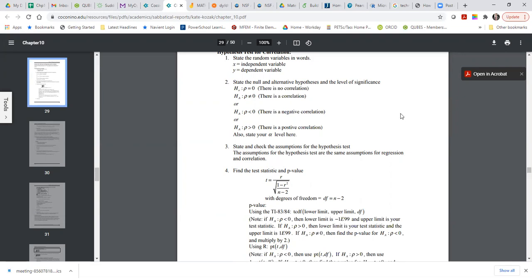You can see this one, the assumption. And this is the way to find the test statistic. The test statistic uses this formula: R divided by the square root of (1 minus R squared) divided by (N minus 2). So N minus 2 is equal to the degrees of freedom. Okay, so don't forget to change this one as well.